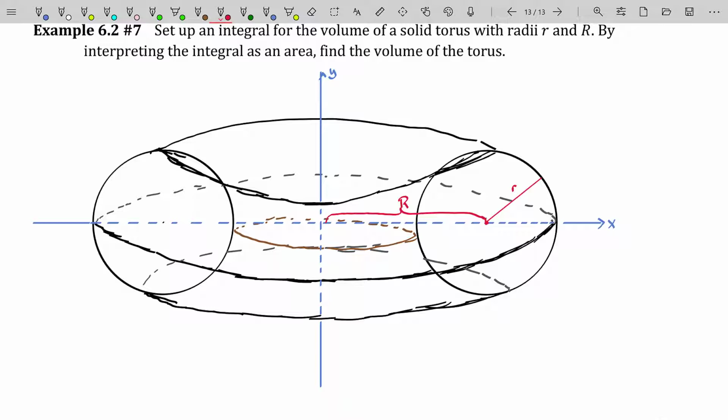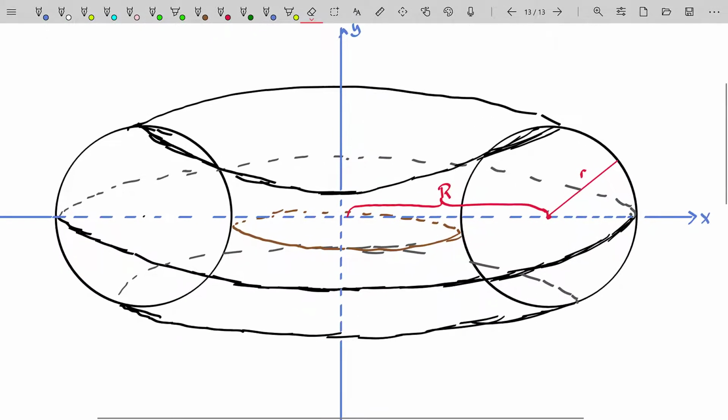The circle that you're rotating around has a radius of little r, and it's rotating around the y-axis via a radius of capital R. There we go. And we're going to set up the integral for this volume and then try our best to compute the volume of this solid. Now remember, the only thing I'm allowing us to use is the disk method or washer method. That's the only method I'm allowing us to use here, which is actually going to be the hardest of the methods to use for a solid like this.